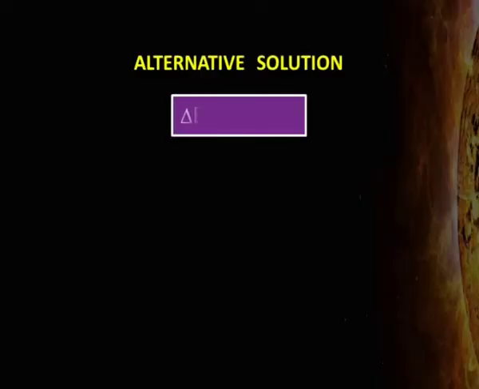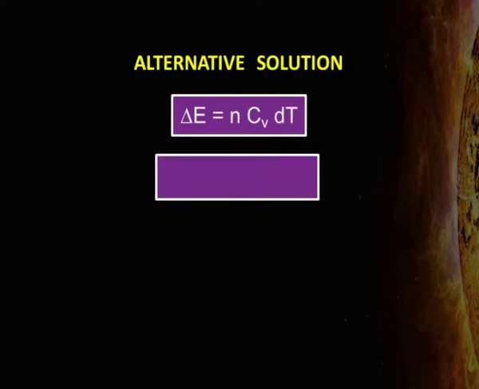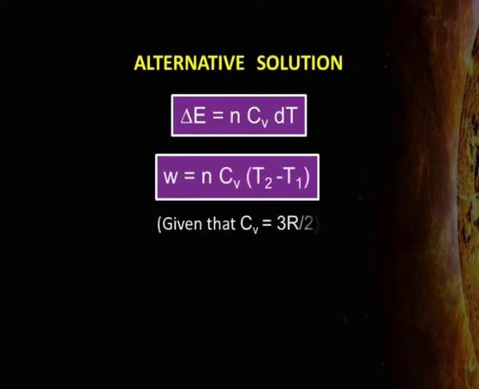There is an alternative method to calculate the work done in adiabatic expansion. As you know that Q is equal to 0 for adiabatic expansion, hence W will be equal to delta E, and delta E is equal to n Cv dT. Therefore, work done for adiabatic expansion will be equal to n Cv (T2 minus T1).